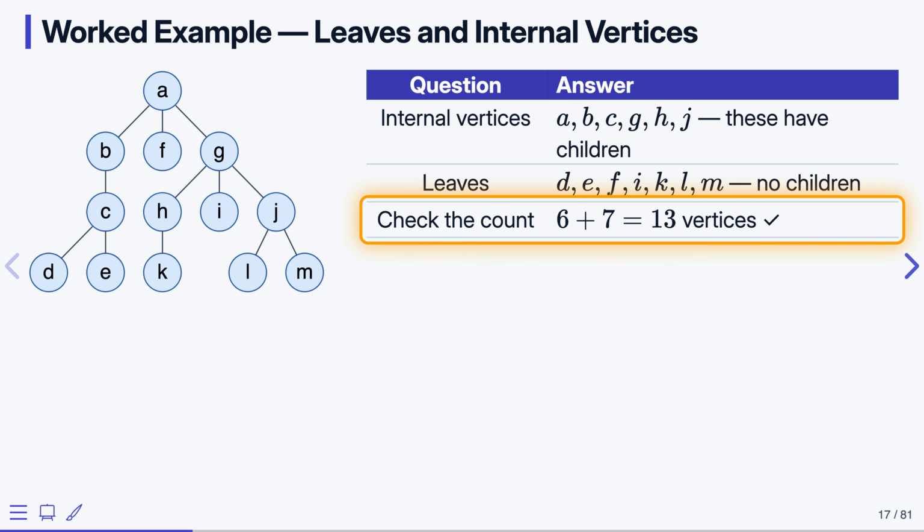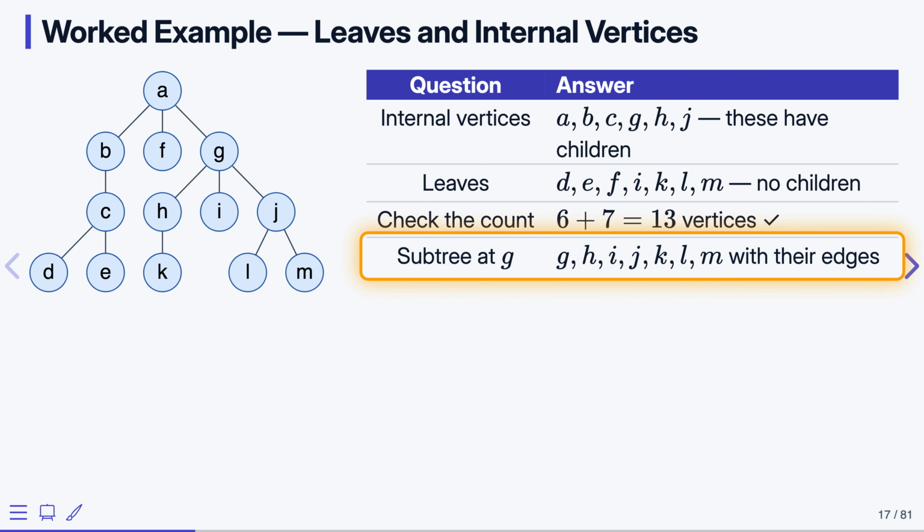Now a quick check. Every dot is either a leaf or an internal vertex, never both. 6 plus 7 is 13, and 13 is exactly the number of dots. Our 2 lists are complete. Last, the subtree at G: take G and take everything below it, together with the edges between them. That gives G, H, I, J, K, L, and M, read on its own. That is a small tree rooted at G.